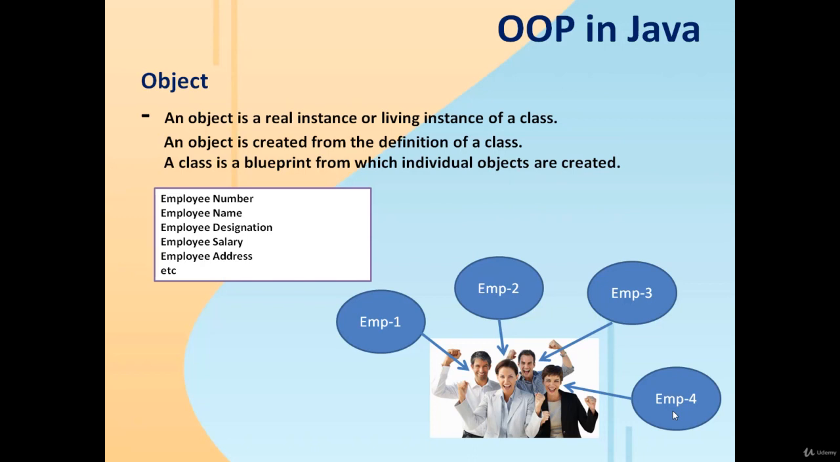What type of object are they? They are all employee type objects, because every employee has their own employee number, employee name, designation, salary, and address. Each person has their own details. These are all real employees. The first employee has his own employee number, his own name, designation, salary, and address. This is what we mean by an object.